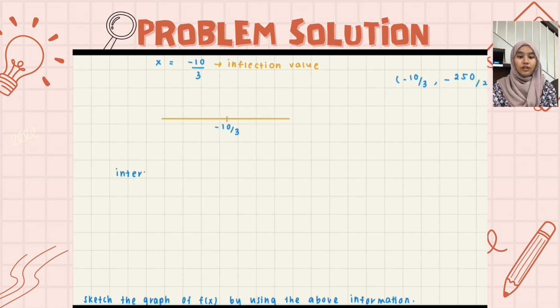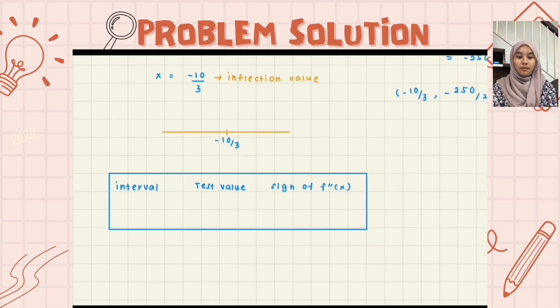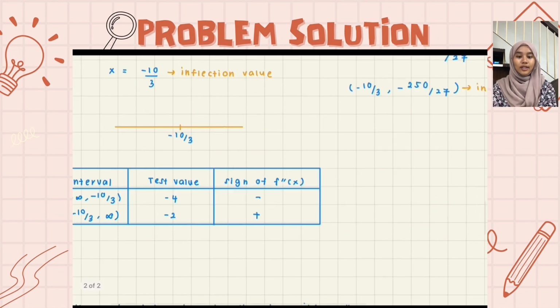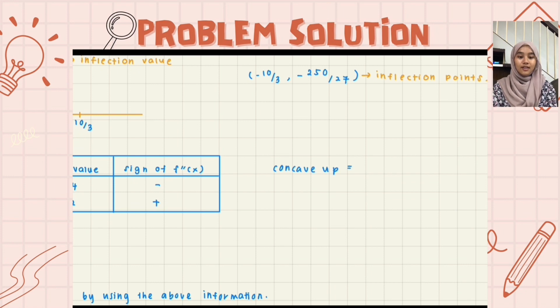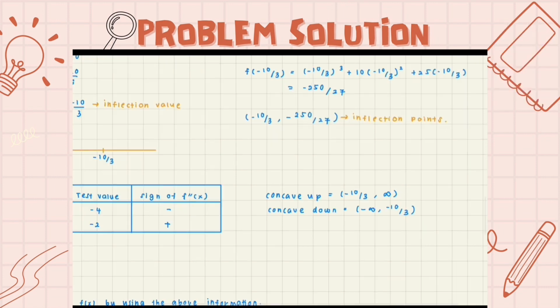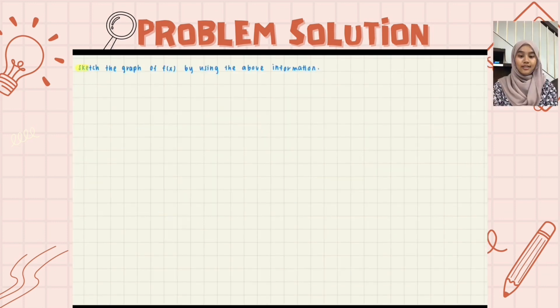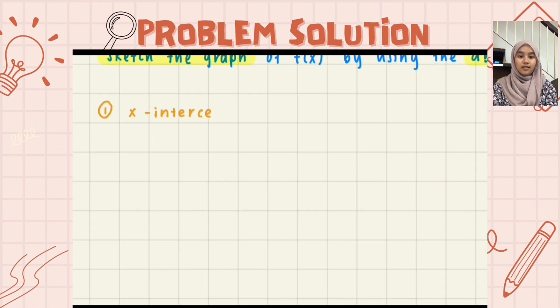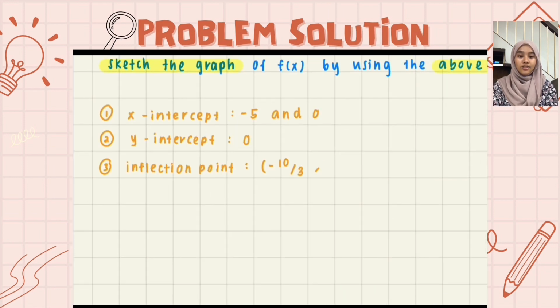For the test table, we can use it to find the concavity. Pick numbers between the intervals for the test values. For example, negative 4 and negative 2. Then we will get the sign of f double prime x. For concave up, we get negative 10 over 3 to infinity, and concave down is negative infinity to negative 10 over 3. So lastly, to sketch the graph, we need to collect all the information we calculated just now. So this is how I sketch the graph.